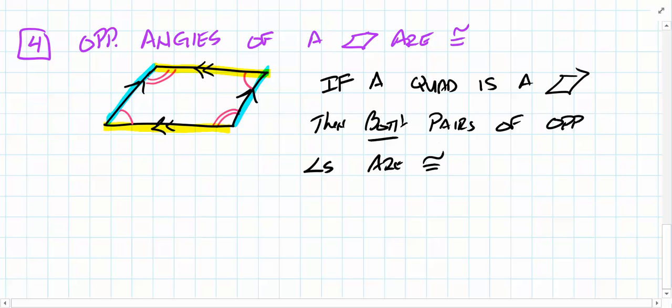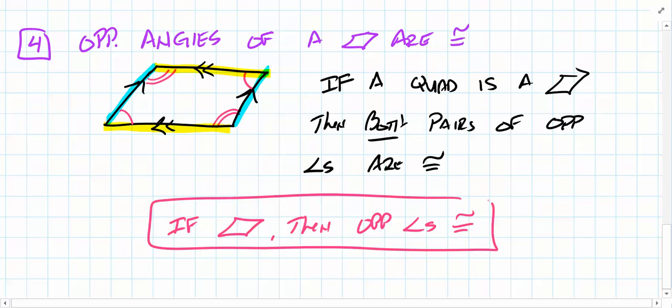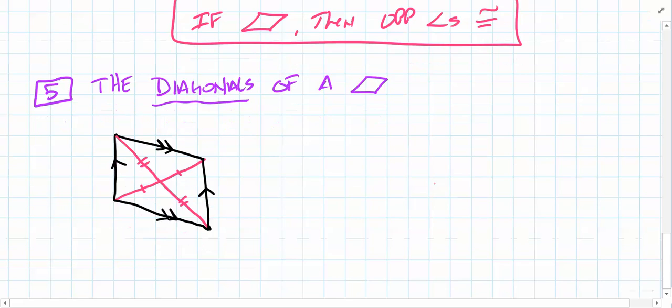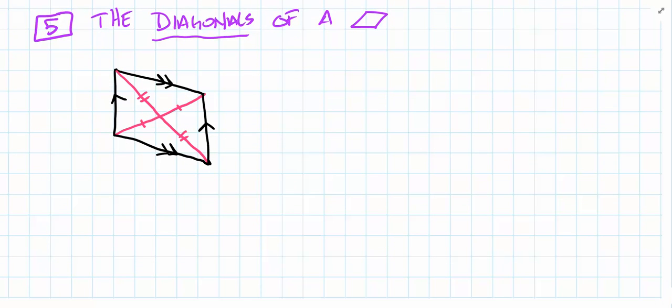So how do we label this in the proof? The way that we say it in the proof is: if parallelogram, then opposite angles congruent. That's how we say it in the proof. Okay, here we go, last and final one. The last property of a parallelogram: the diagonals, and the diagonals of course go from opposite vertices to opposite vertices, will bisect each other. Now the word bisect means they will cut exactly in half.